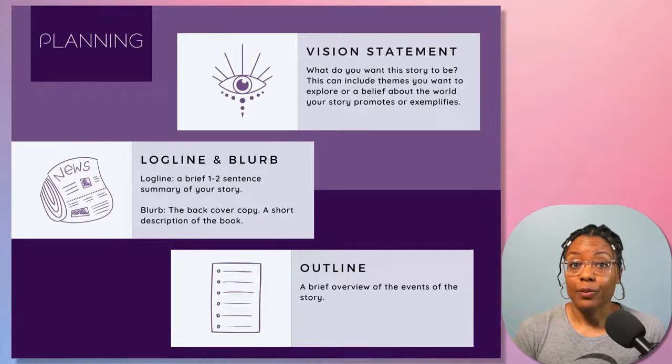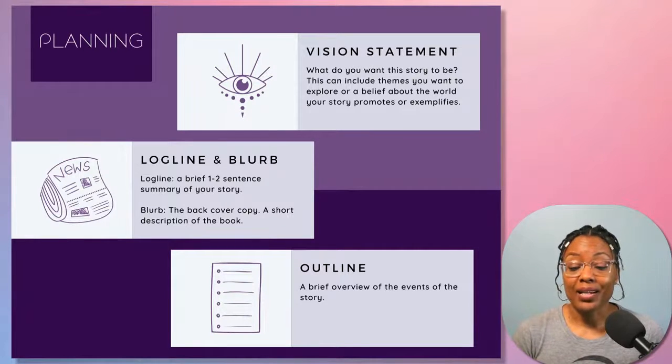The logline and the blurb, so doing those up front, wherever you do them in the process, whether you do them before you start writing, which is a good technique to organize your ideas, or if you do them at the end when you're ready to hit publish, you're going to need a place to put them. So your logline is usually a brief 1 to 2 sentence summary of the story, and the blurb is the back cover copy. It's the short description of the book that you'll put on Amazon and the various retailers and the back of the paperback.